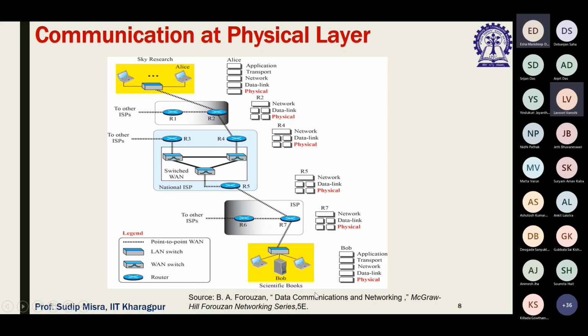So what is this physical layer doing? The physical layer is concerned with the transmission of signals, whether analog or digital. Our focus, whatever I told you so far, will be on the physical layer. So let us try to understand a little bit further. Keep this particular picture in mind while I proceed.